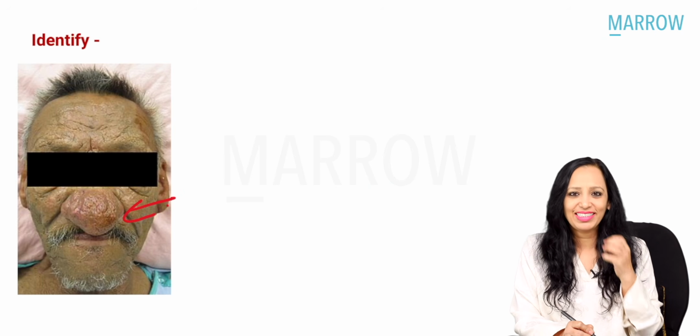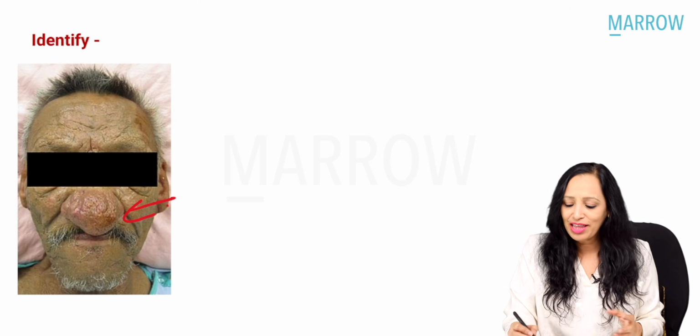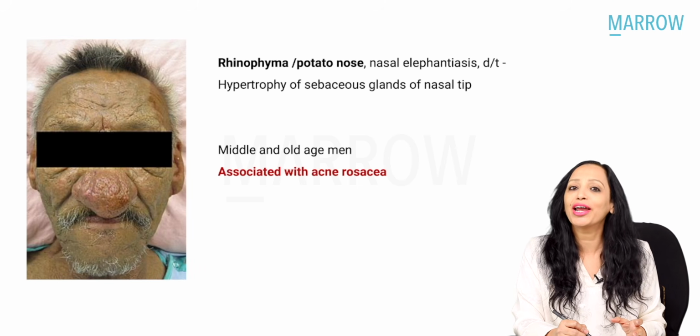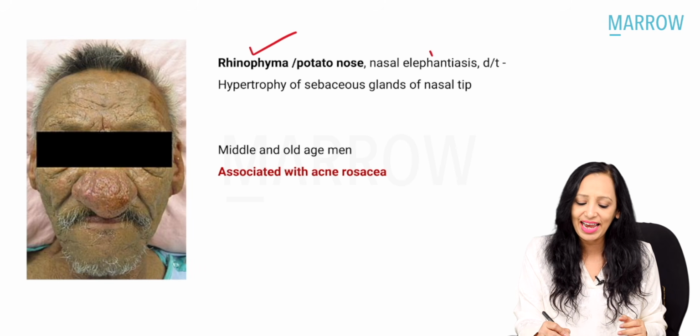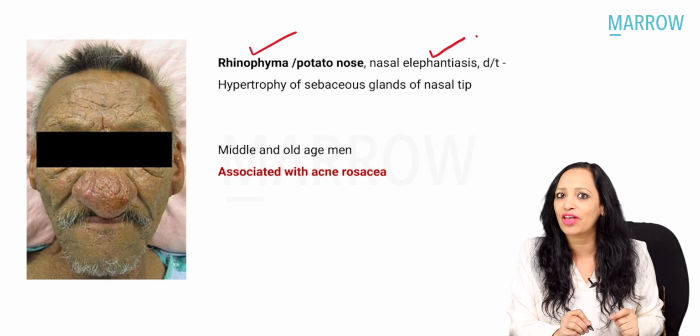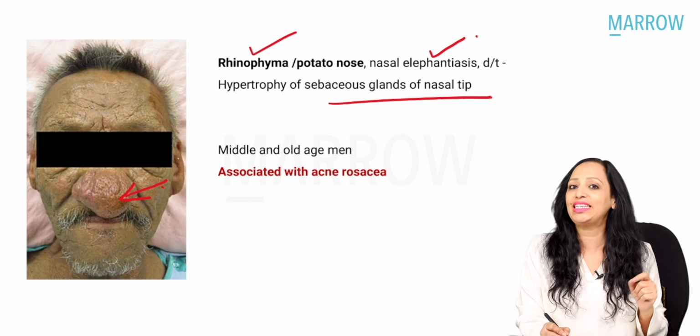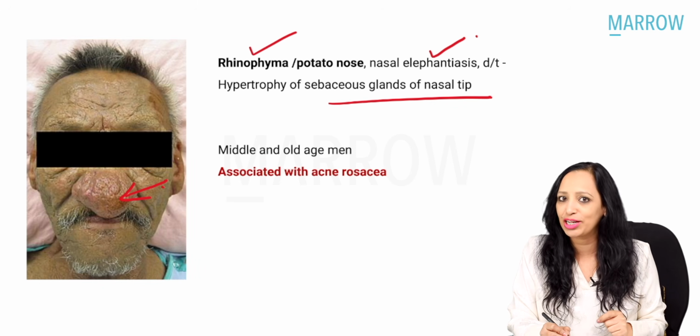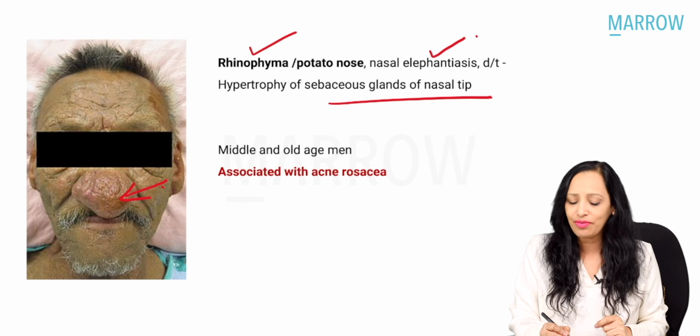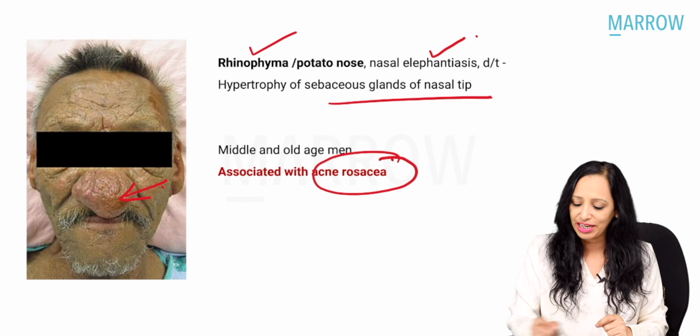Next question, identify. What is this? The bulky external nose. Very good, that is the potato nose, rhinophyma, also known as nasal elephantiasis, and this is because of the hypertrophy of sebaceous glands of the tip of nose seen in middle age or old age men, and usually with a history of acne rosacea.